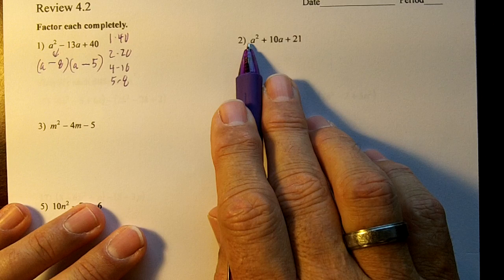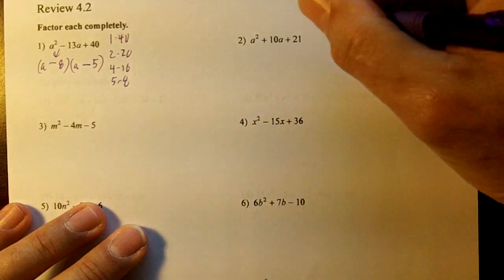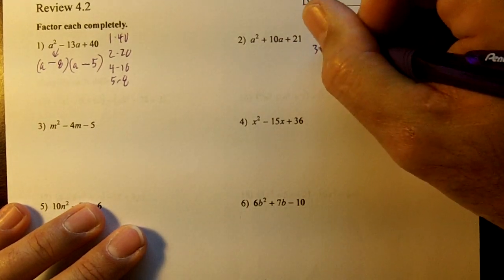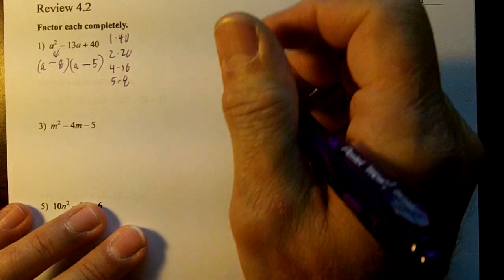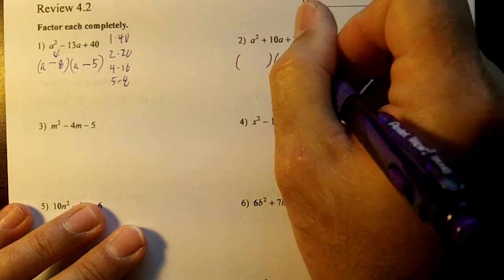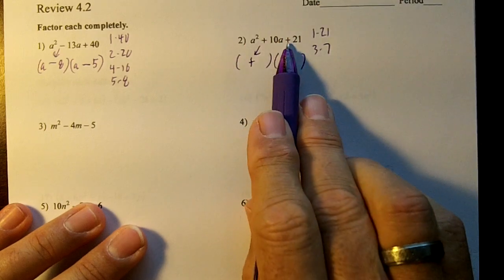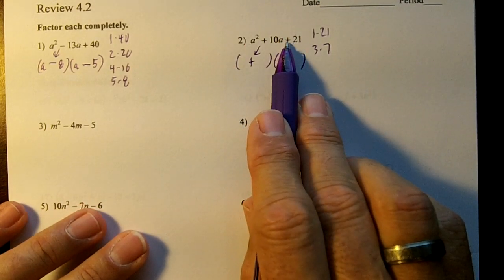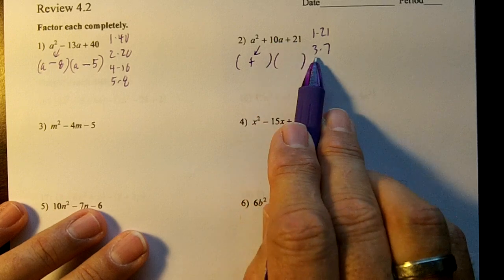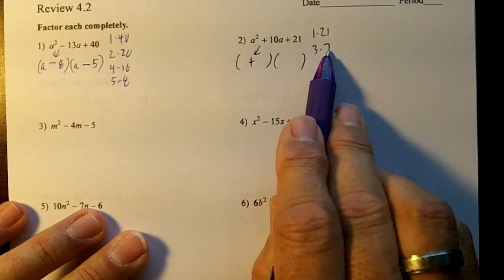There's no coefficient in front of the a squared, so we're going to write the factors of 21. Pretty simple. There's just 2. Okay, draw your parentheses. Drop the middle sign. Now then, we want to add factors. The last sign tells you to add or subtract. We want to add them up and get 10. Which ones add up to 10? The 7 and the 3.